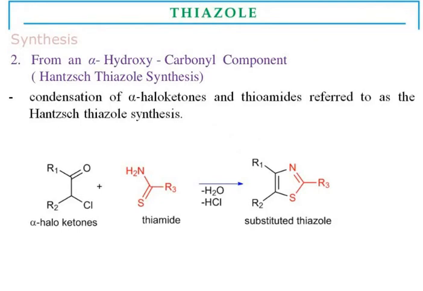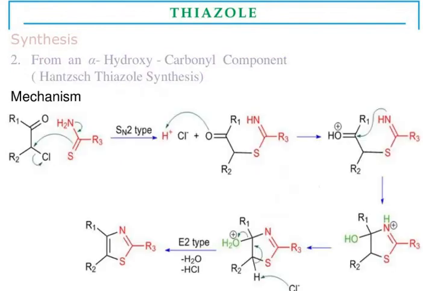Now another one, the Hantzsch thiazole synthesis from alpha-halocarbonyl compounds. You can see thioamide and alpha-haloketones, both compounds you know very well. You have to just practice. This is the substituted thiazole.